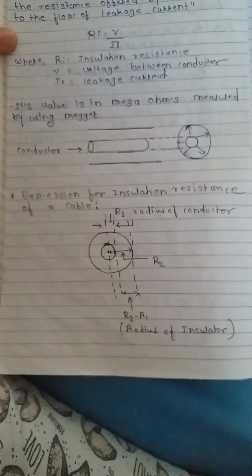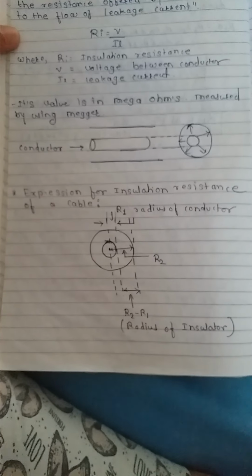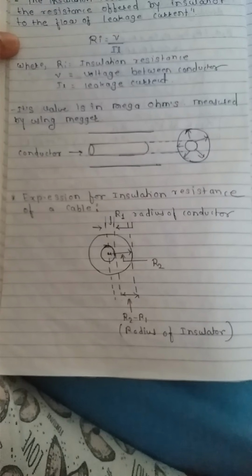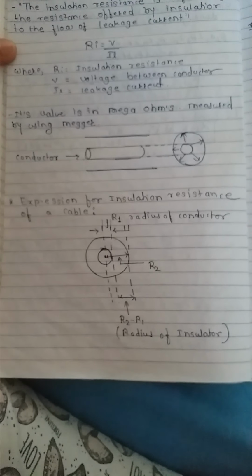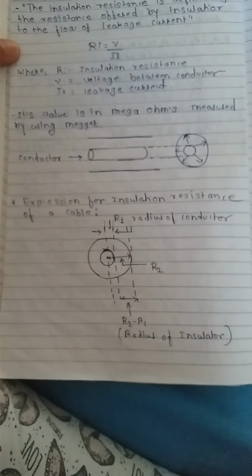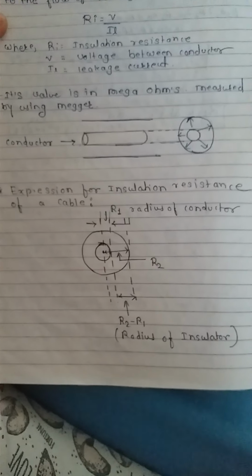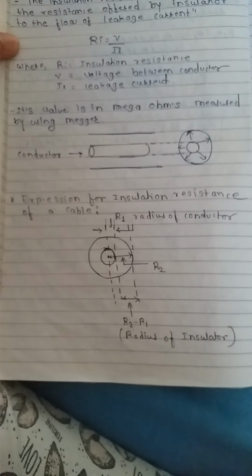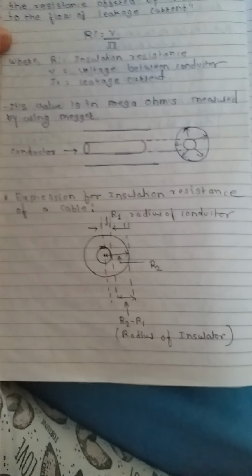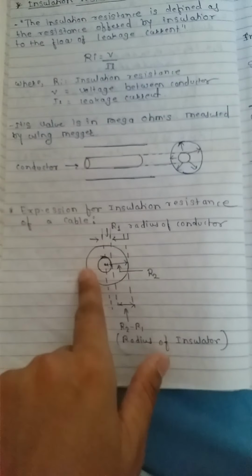After the introduction to the insulation resistance, the next part will be the expression for insulation resistance. How to calculate the insulation resistance? For that, we have to consider one cable and find out the insulation resistance of that cable. If you observe, this is the first diagram.